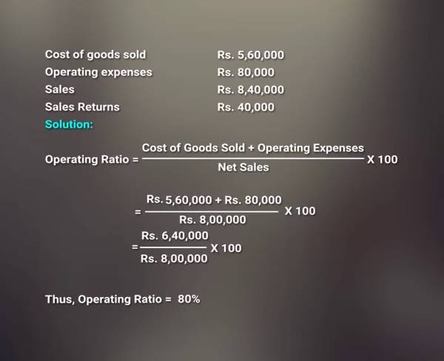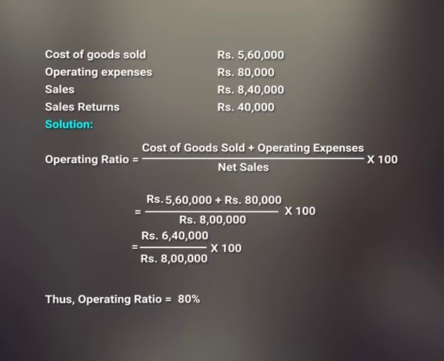Cost of goods sold is equal to rupees 5,60,000, operating expenses is equal to rupees 80,000, sales is equal to rupees 8,40,000, sales returns is equal to rupees 40,000. Now, we will see the solution to this.